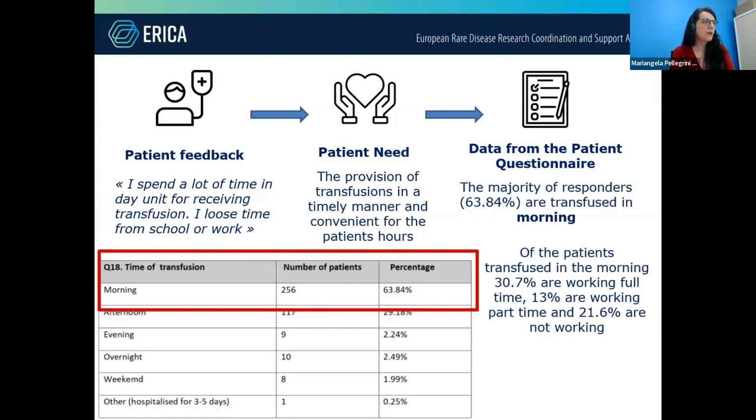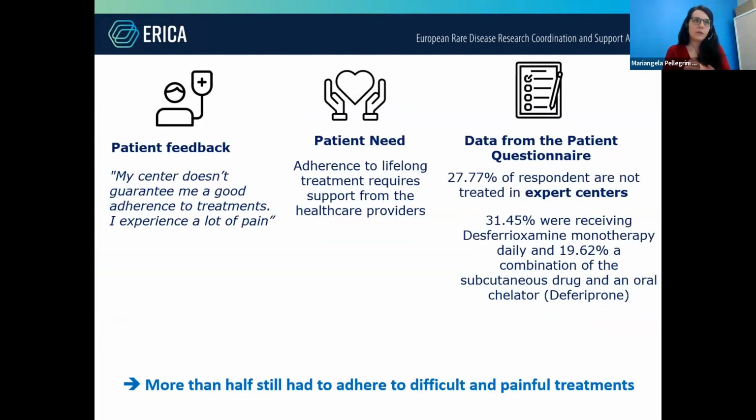Next slide, please. On the same questionnaire, the ENERCA one I've shown you, it was also asked about adherence to the treatment of the center that was performing transfusion. What we saw is that some patients were not transfused in an expert center. So we saw that 27, almost 28% of respondents are not treated in expert centers. That means that they have no adherence to lifelong treatments.